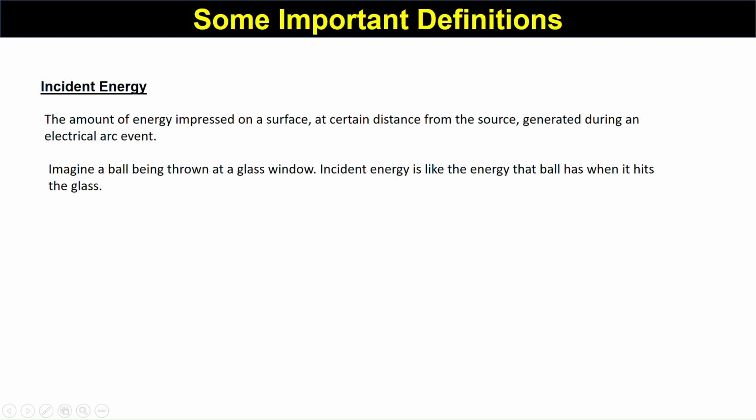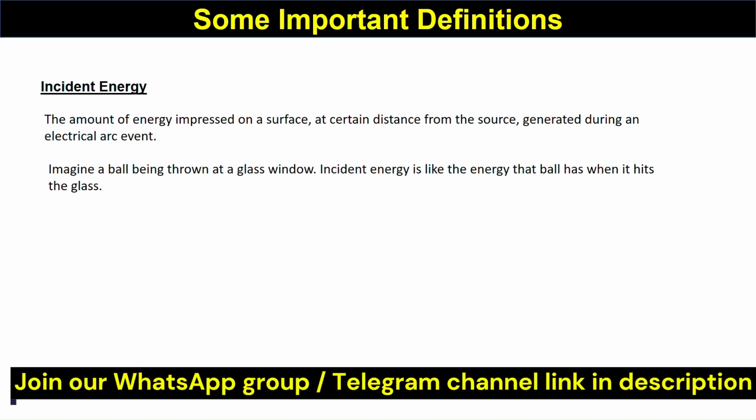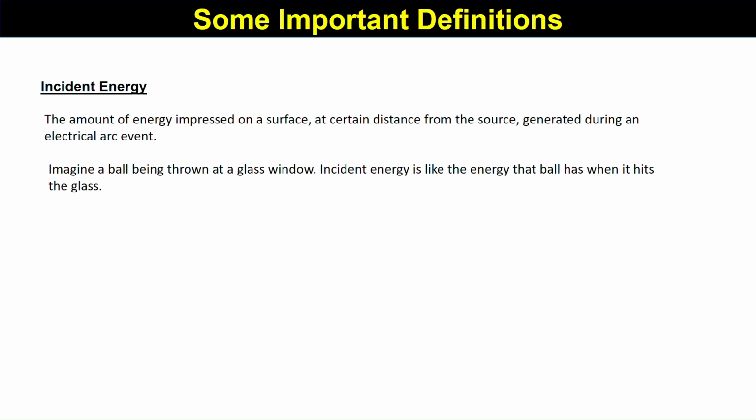Imagine a ball being thrown at a glass window. The incident energy is like the energy that ball has when it hits the glass. The energy of the ball at the time of hitting the glass is called the incident energy of the ball. Think of sunlight hitting your skin, that is an example of incident energy from the sun.